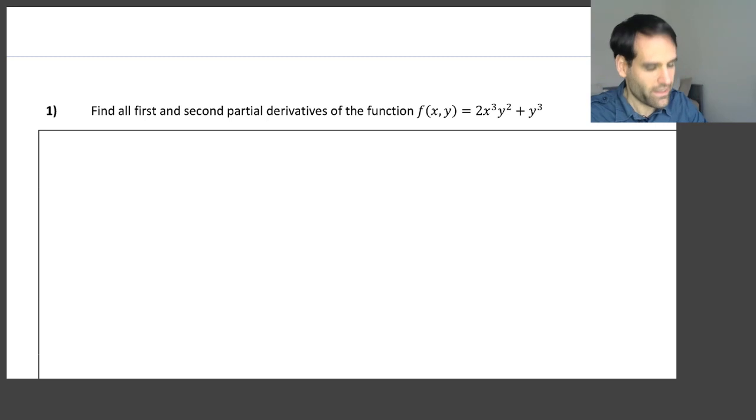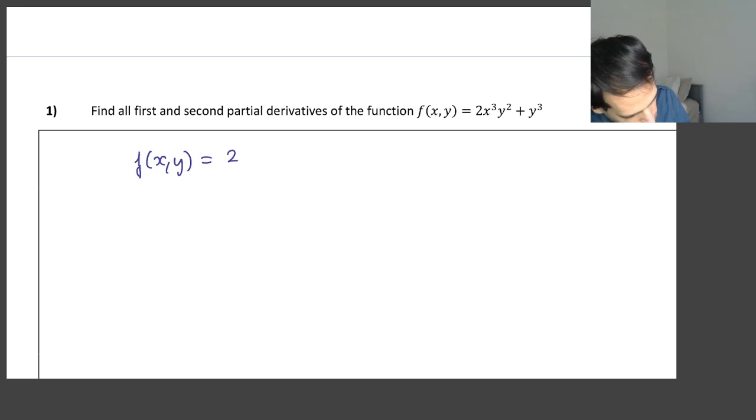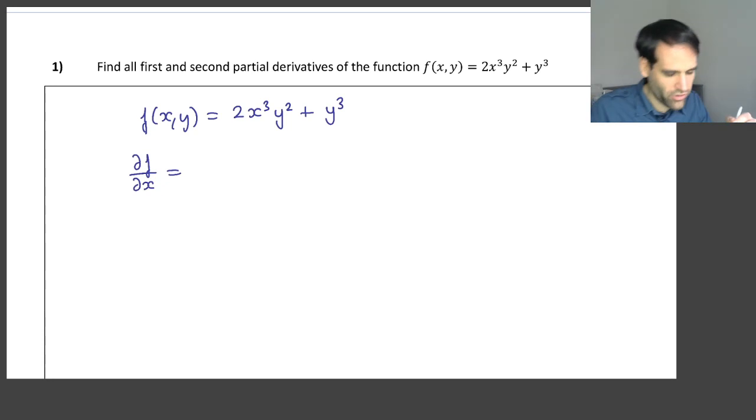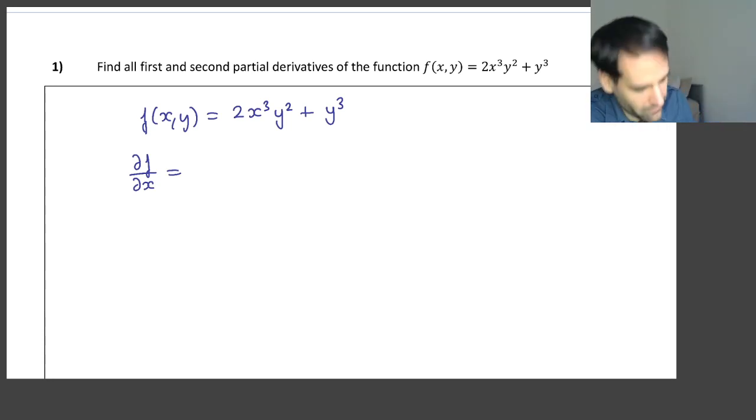Let's start by writing down the function f of x y equals 2x cubed y squared plus y cubed. So let's start by doing the partial of f with respect to x. So we assume that y is a constant. Imagine that y was pi, it was a constant, right? So then what would be the derivative?